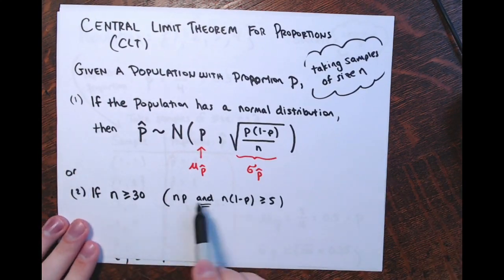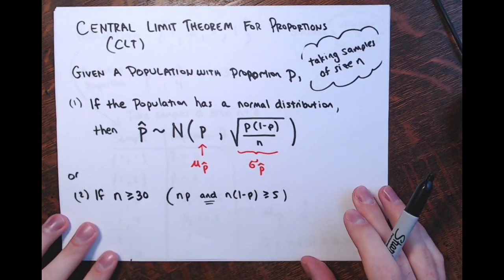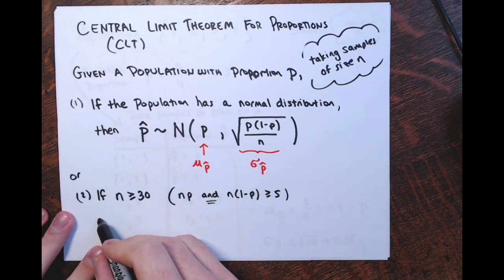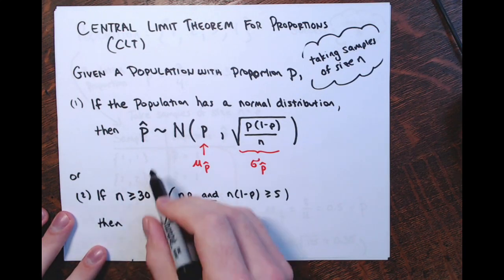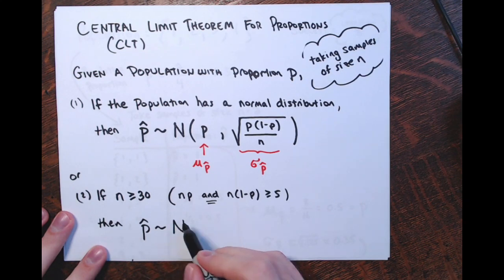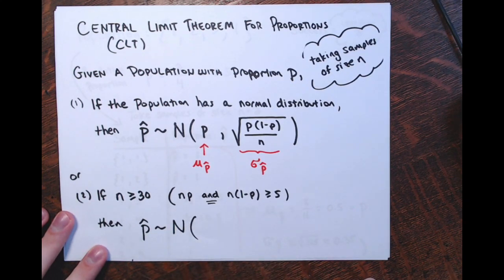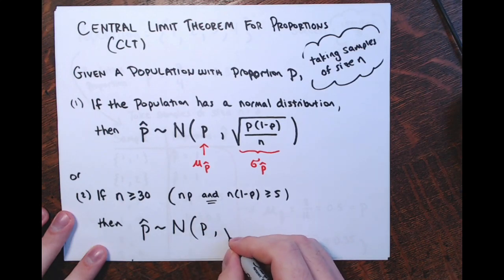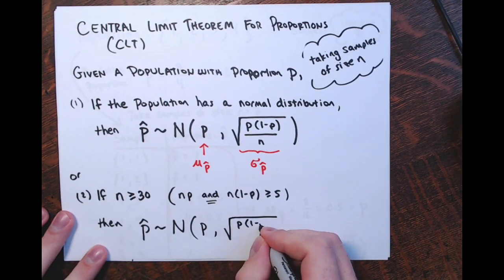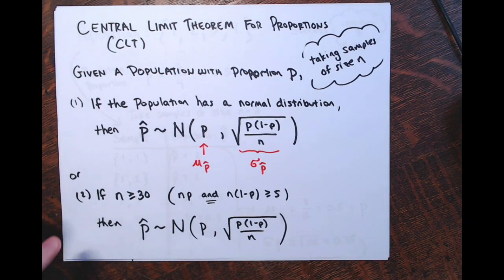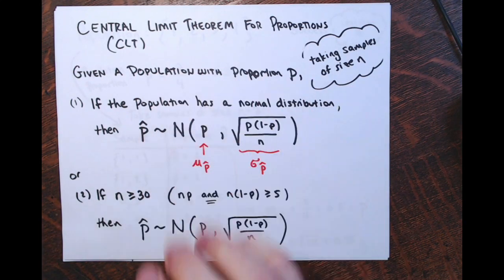So if your sample sizes are large enough and certain conditions are met like this, then p hat will still be approximately a normal distribution. The distribution of all the sample proportions will be approximately normal with a mean of p and a standard deviation of the square root of p times 1 minus p over n, or p times q over n. You might see that q written as well. This is huge, okay?